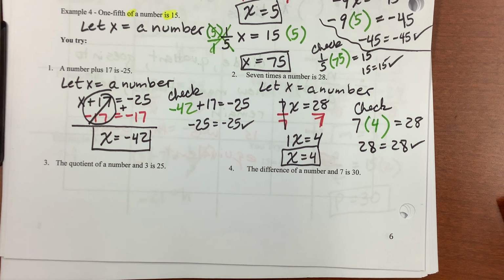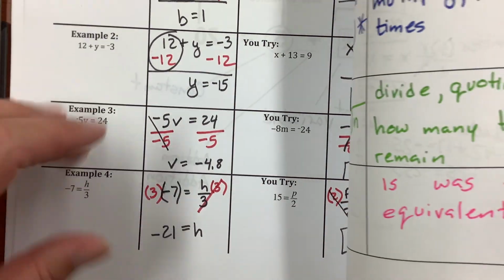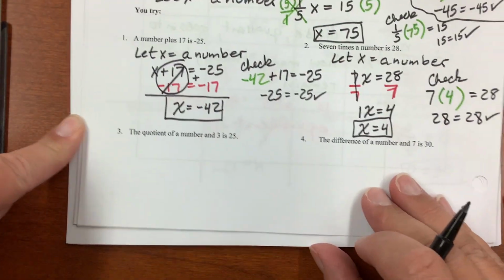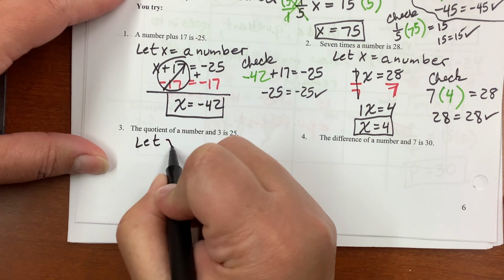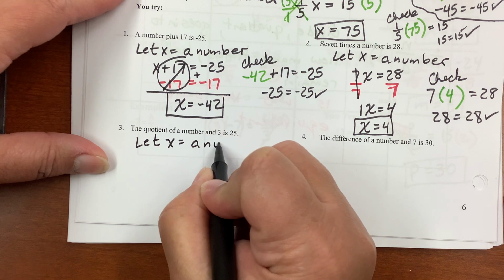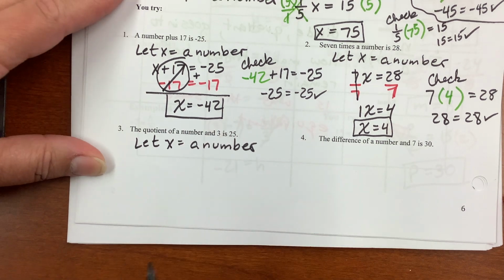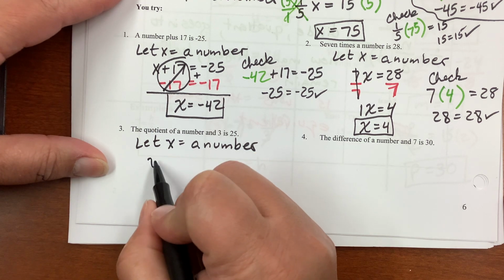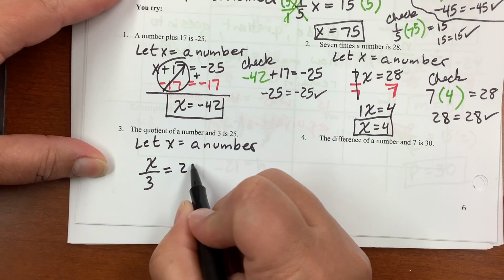All right. Quotient. What is quotient? Quotient is division. You can always flip back and look at your page to find what all those words mean on page 5. So quotient is division. Rewrite that. Start with let, always start with let. Let x equal a number. So the quotient of a number and 3. Whatever comes first goes on top. So quotient of a number, x, and 3 is 25.